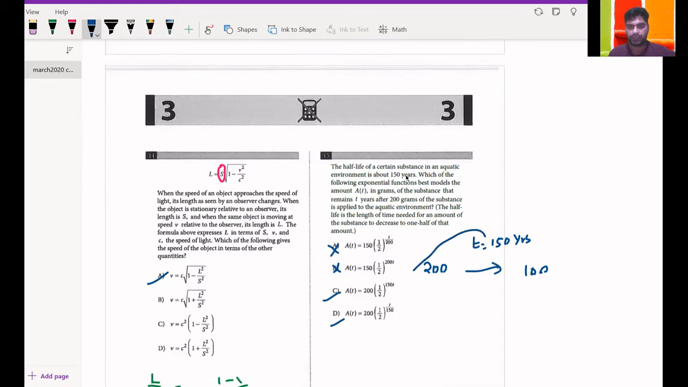If I plug in 150 for T in C, I'm getting a very huge value, 150 multiplied by 150 and half to the power of that particular thing. So that's going to be huge. So obviously C is not my answer. If I plug in 150 here, 150 divided by 150 is 1. So 200 times half is 100. So my answer has to be D.